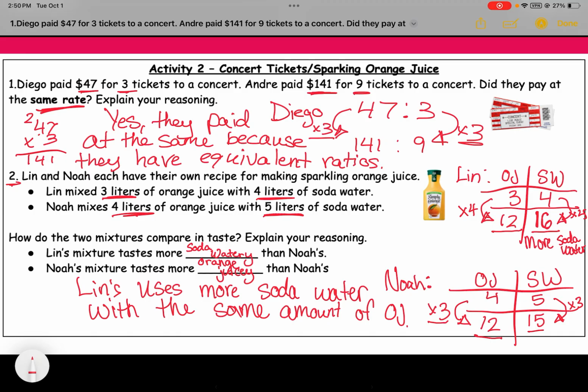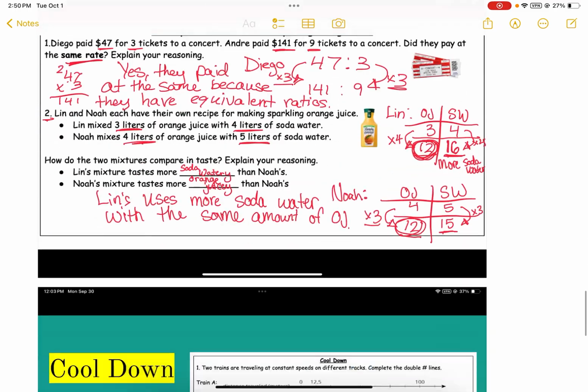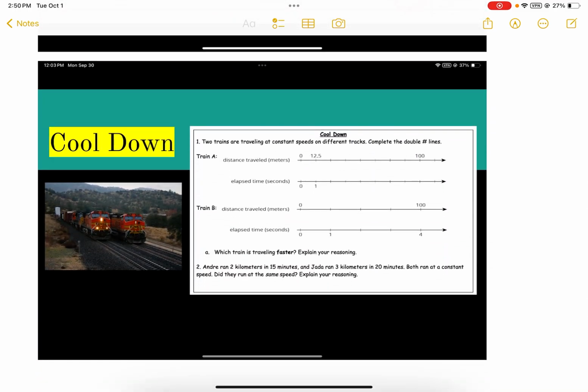Okay? So when we try to compare things like this, we want to find one part of the ratio that is the same, and then we can compare the other part to know if they are equivalent or if they are different. Great. Thank you for watching the video. Now you are doing the cool down. You got some trains on different tracks and you're going to be comparing.